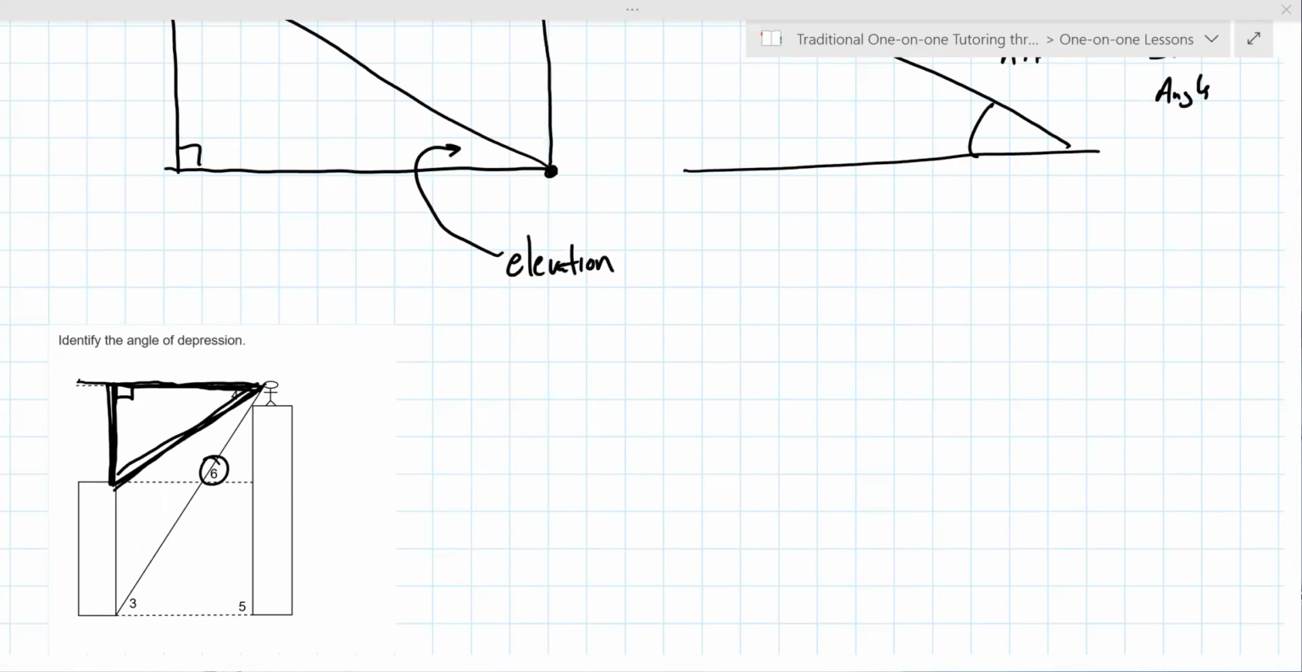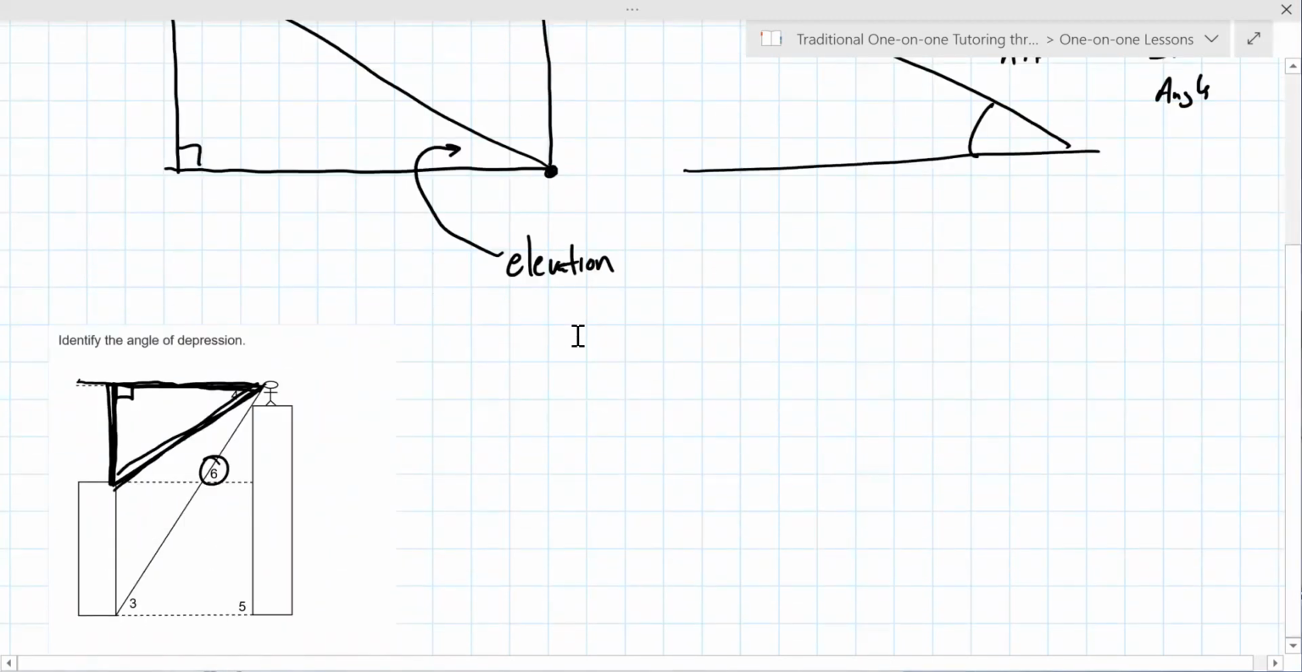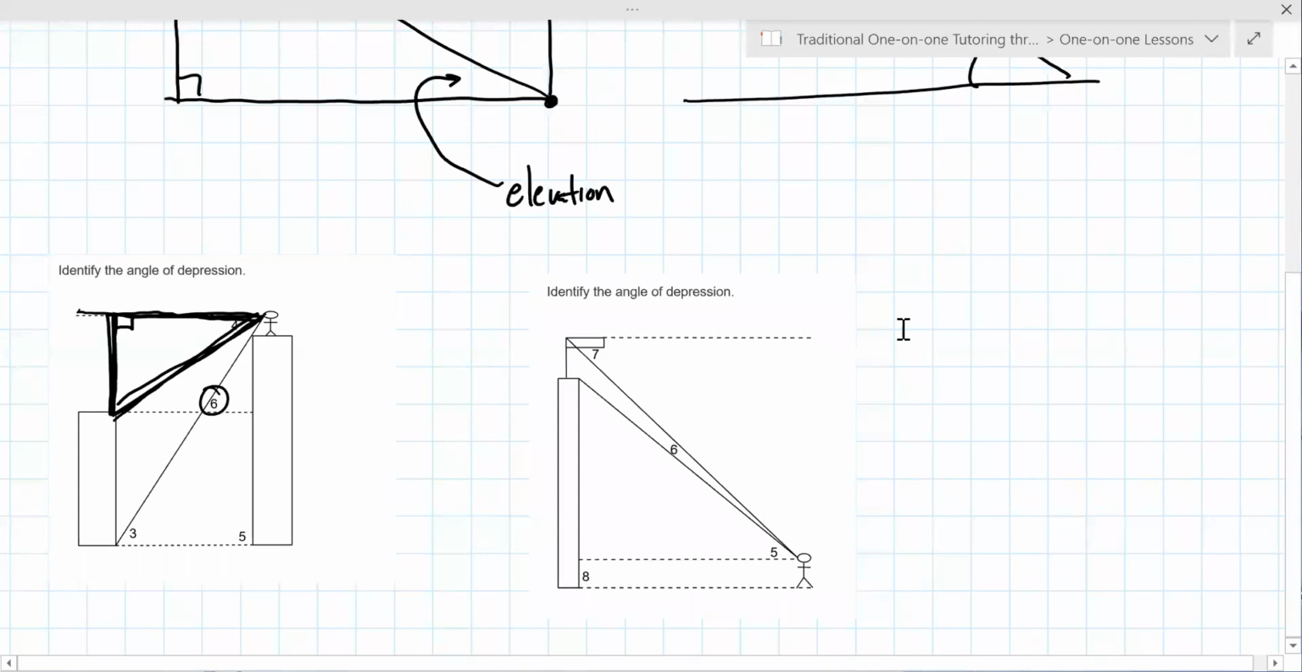So let's see what else they ask. Okay, so here's another one. Do you have this picture firmly cemented in your head? Yes. Okay, because the next one is asking the other thing. Actually, this one just asked for depression again, so we'll do this one side by side. So the angle of depression. It's number 7, right? Okay, good.